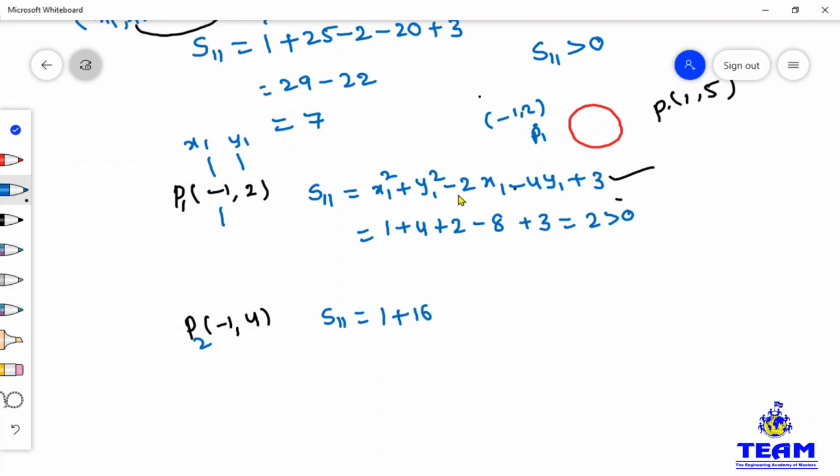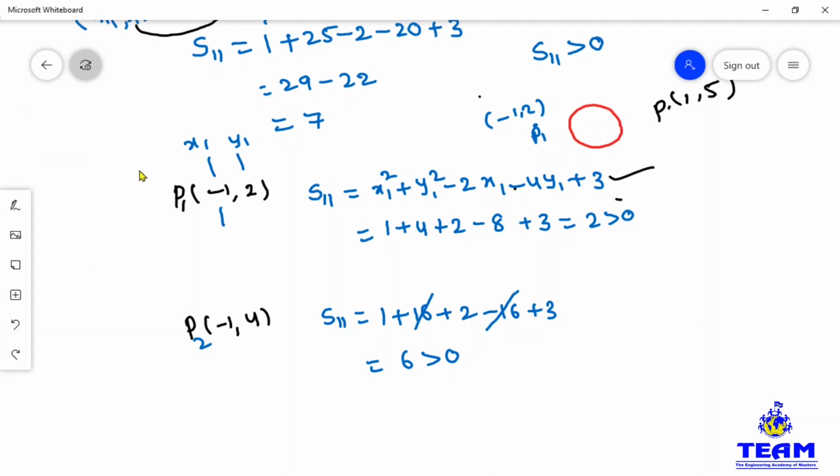16. Next minus 2 into x1. Minus 2 into minus 1 means plus 2. Next minus 4 into y1. Y1 is 4. So minus 16 plus 3. That's it. So if you simplify here, you see friends, minus 16 plus 16 are getting cancelled. So here you have 1 plus 2 is 3. 3 plus 3 is 6. So this is also greater than 0. Suppose if you are getting negative, then what you can say? That is inside of the circle. Is it clear, friends? I will repeat one more time.